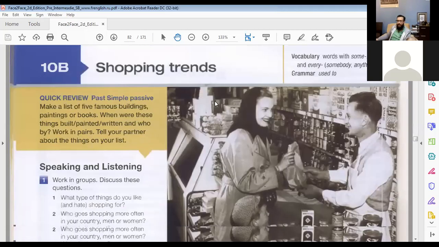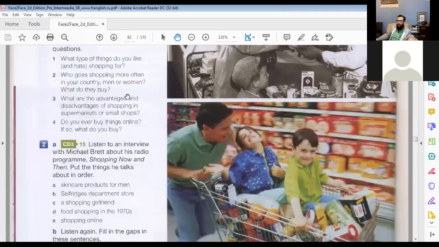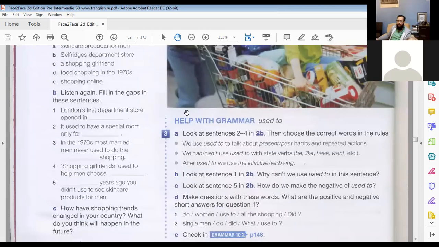Anyways, this is our next lesson. We're going to talk about shopping and the history of shopping. And we're going to use used to talk about the past habits using used to. So this is our focus for next lesson.